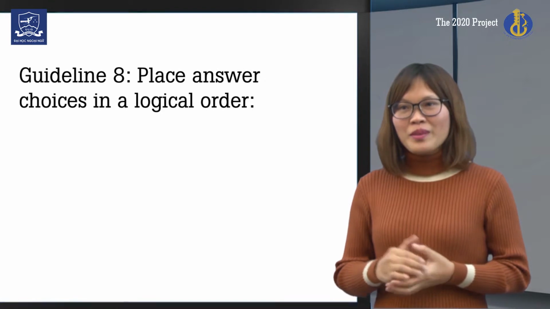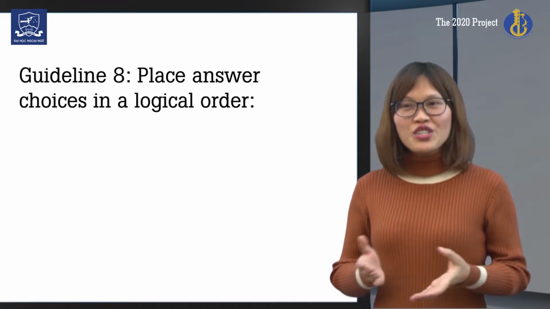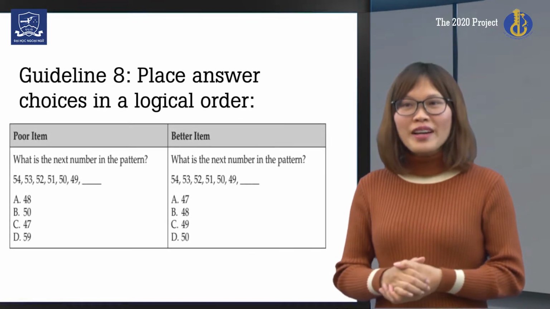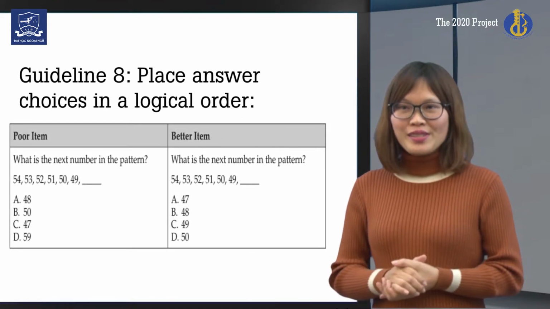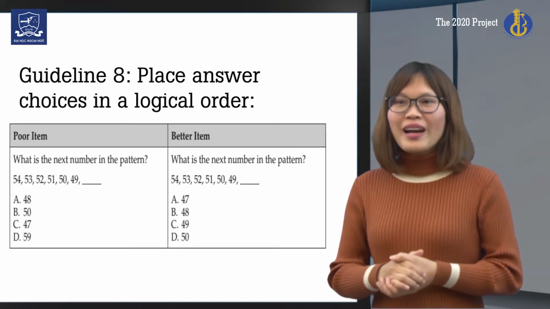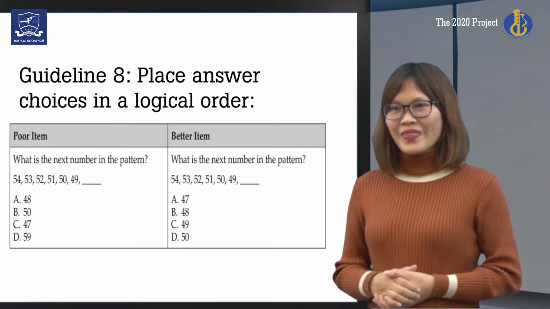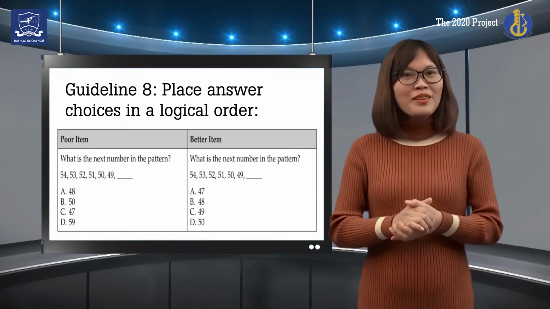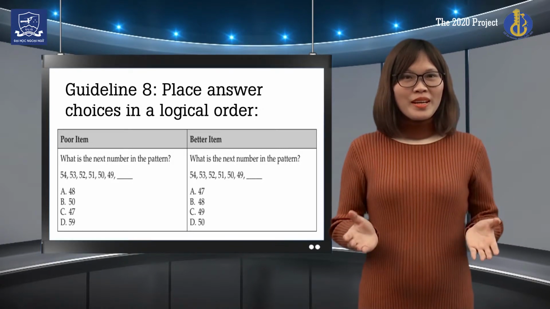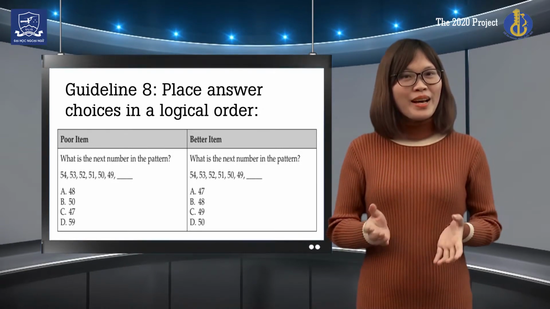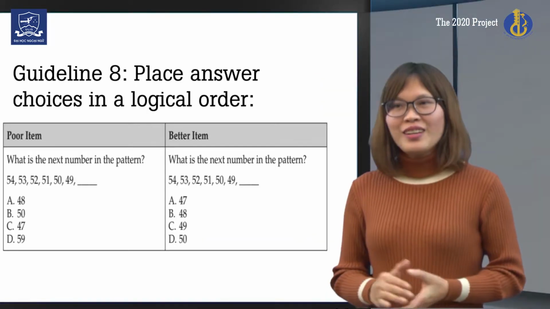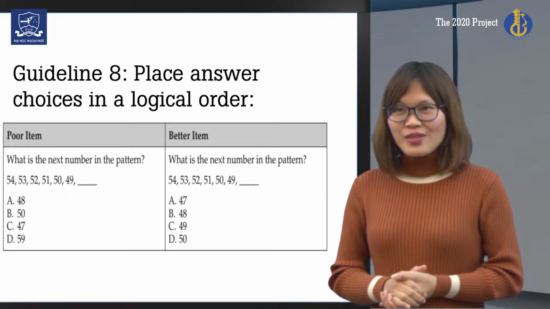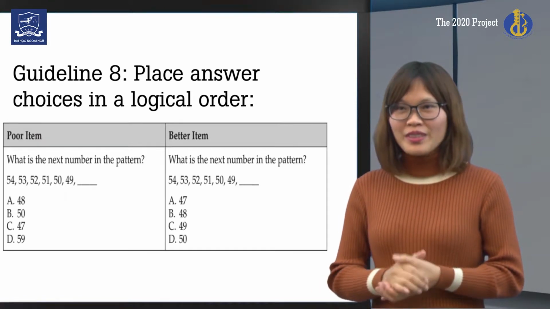Guideline 8. Place answer choices in a logical order. Answer choices should be placed in some kind of order. An ordering system should be consistent throughout any given assessment. Here are a few guidelines. Place numbers in numerical order. Place one-word answer choices in alphabetical order. One reason for placing answer choices in a logical order is to ensure random placement of the correct response.